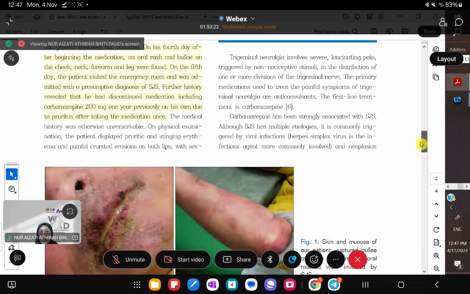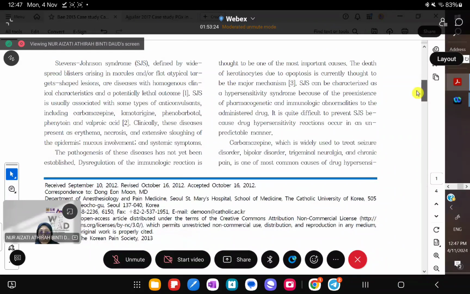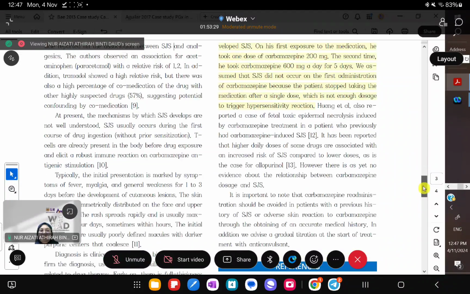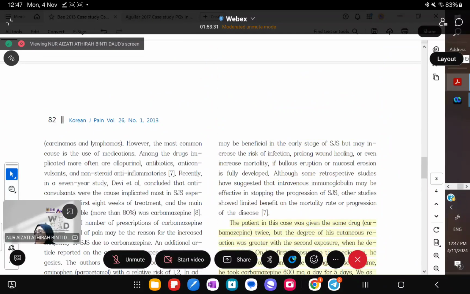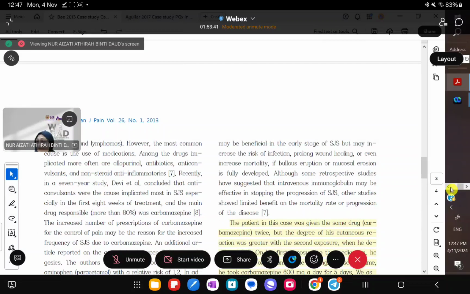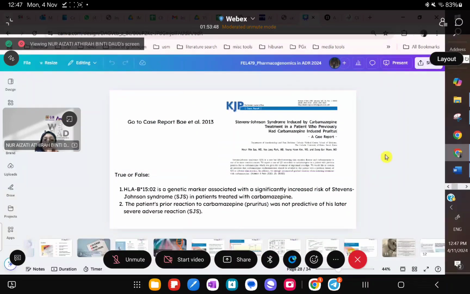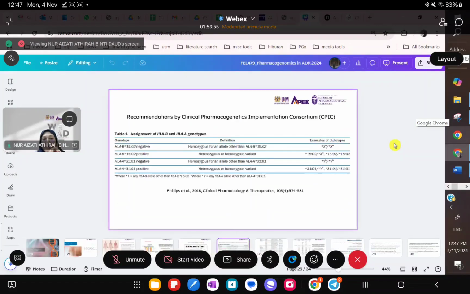Patient ni orang Korea. Opa. Seorang opa. Bukan opa, pakcik kan? Okay, what would be the likely marker for this patient? Boleh jawab tak? Do you have any idea? If we can see here.